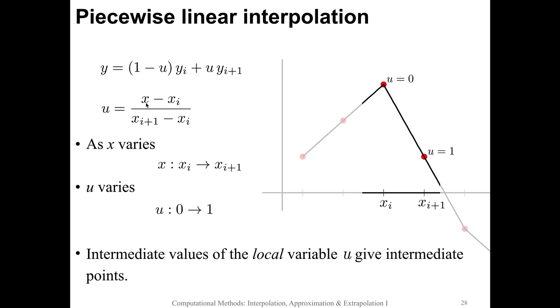So if we look at what happens when the value of x varies from the start of the interval at xi up to the end of the interval at xi plus 1, then u will vary from 0 to 1, and that's illustrated here. If x is a quarter of the way along, then u is going to be 0.25. If x is half the way along, then u is going to be a half, and so on. So the intermediate values give us our intermediate points. It's the local variable u that tells us how far along the interval we are, and expresses that as a number from 0 to 1.